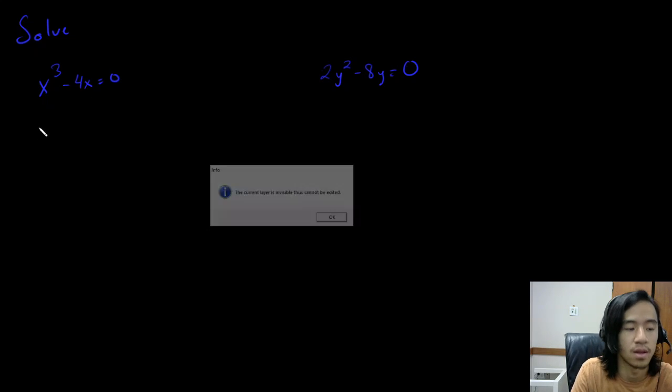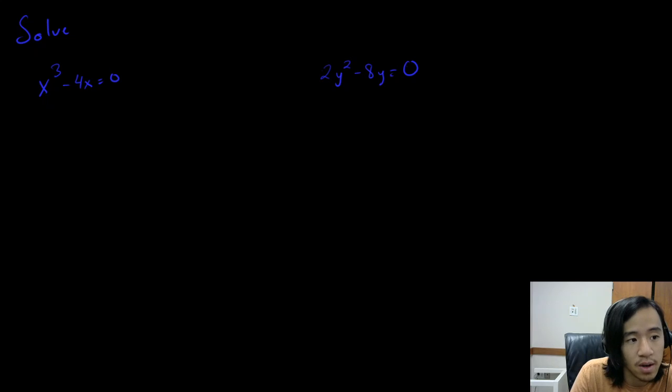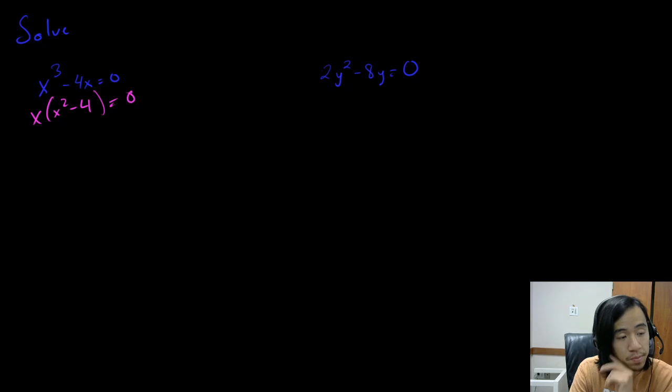We can take out an x and see what we have left. So x cubed divided by x is x squared. Then 4x divided by x is just 4. And this is going to be equal to 0. So now I can keep going with my factoring. This is a difference of 2 squares, so this is x minus 2 times x plus 2.